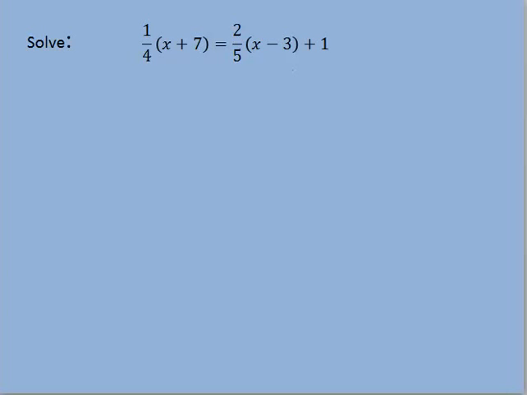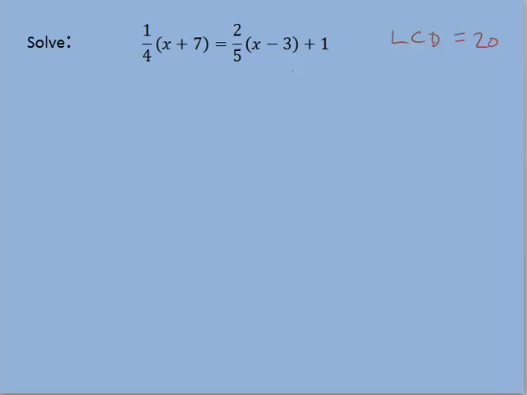So we're asked to solve 1/4 times (x + 7) is equal to 2/5 times (x - 3) plus 1. Since we have an equation with fractions, our first step is to determine the LCD. And in this case, the LCD is equal to 20. Right? It's the smallest number that 4 and 5 can both go into evenly.